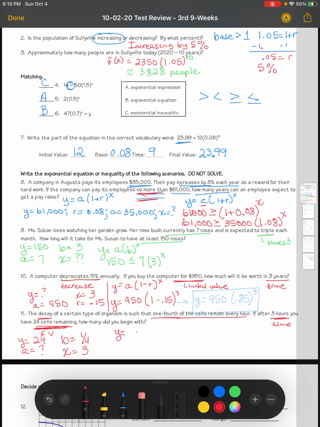So y is equal to a times b to the x power. We know our final value is 24. We don't know our initial value, so we will keep the a, and it's 1/4 to the 3rd power. So that is part 1 of your review.